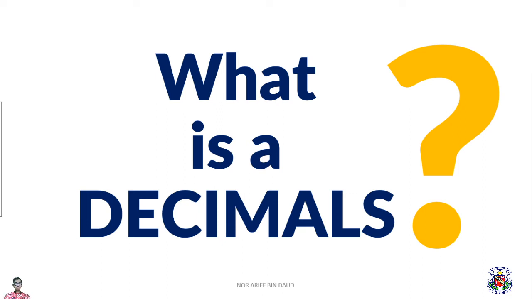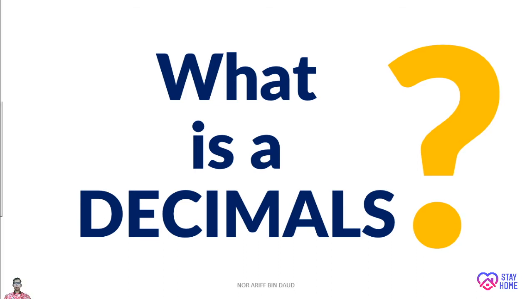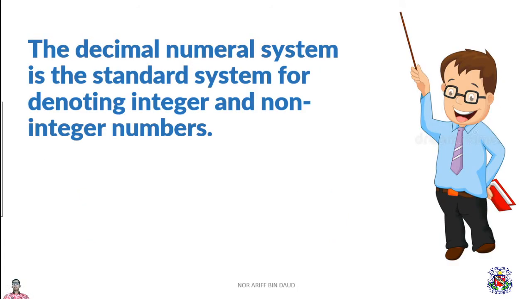Okay, now we want to continue our lesson in the topic of decimals. Okay, what is a decimal? It's very easy. Okay, here. The decimal numeral system is the standard system for denoting integer and non-integer numbers.